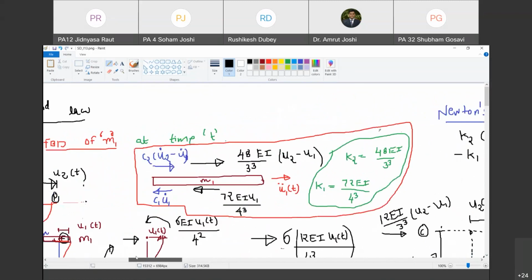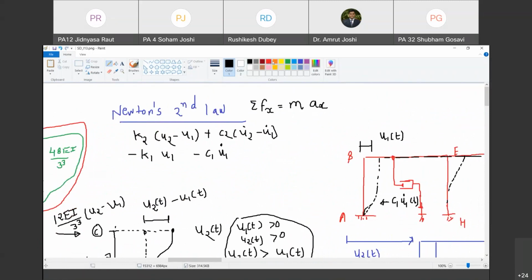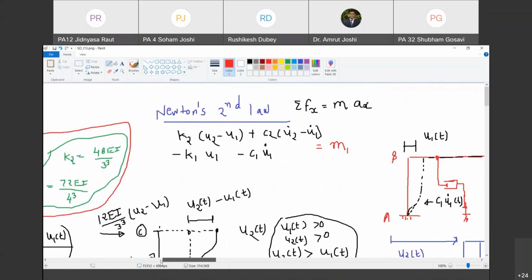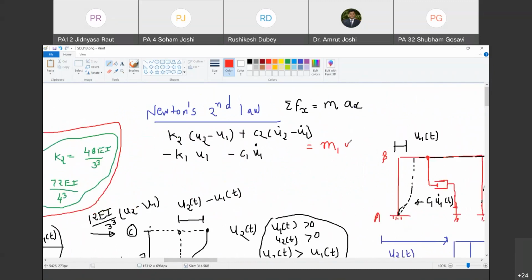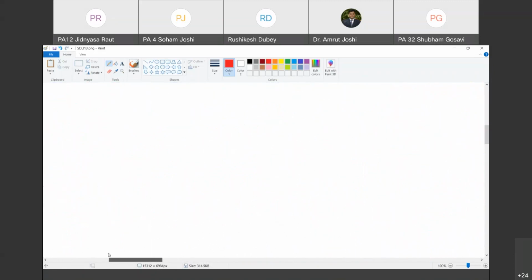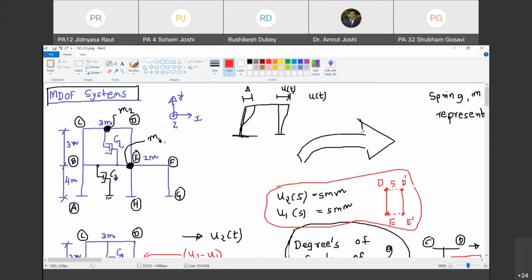Which force is remaining? Nothing. We have written down all the forces. This is the sum of all the forces. And on the right hand side, I should write the mass, which is m1, into acceleration towards right, u1 double dot of t. So we have written down the expression. Let me take this expression down because we are going to require this to cast it in matrix form. So let me rewrite it.